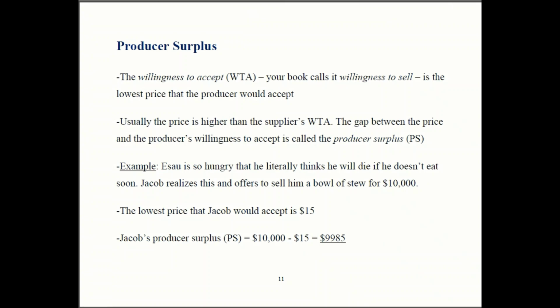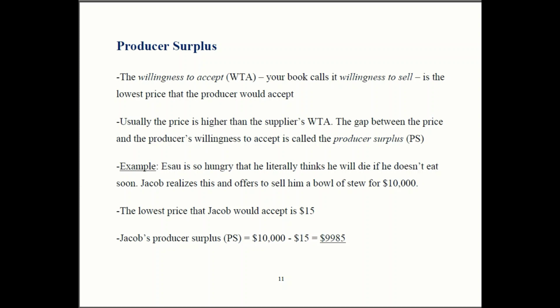Hello students. So today we are in chapter 5 looking at consumer and producer surplus. We'll then use that to make an analysis of taxation. We learned about consumer surplus in the previous episode. Its complement is producer surplus.